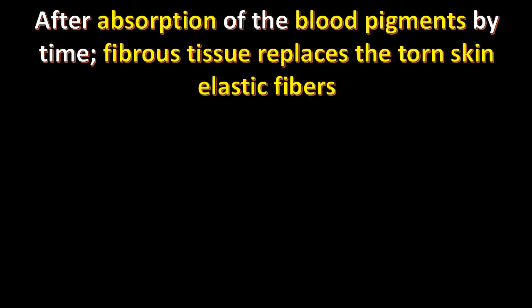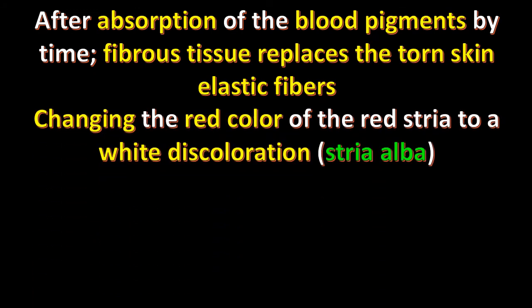After absorption of the blood pigments by time, fibrous tissue replaces the torn skin elastic fibers, leading to changing of the red color of the stria to be white in color. It is called stria alba.